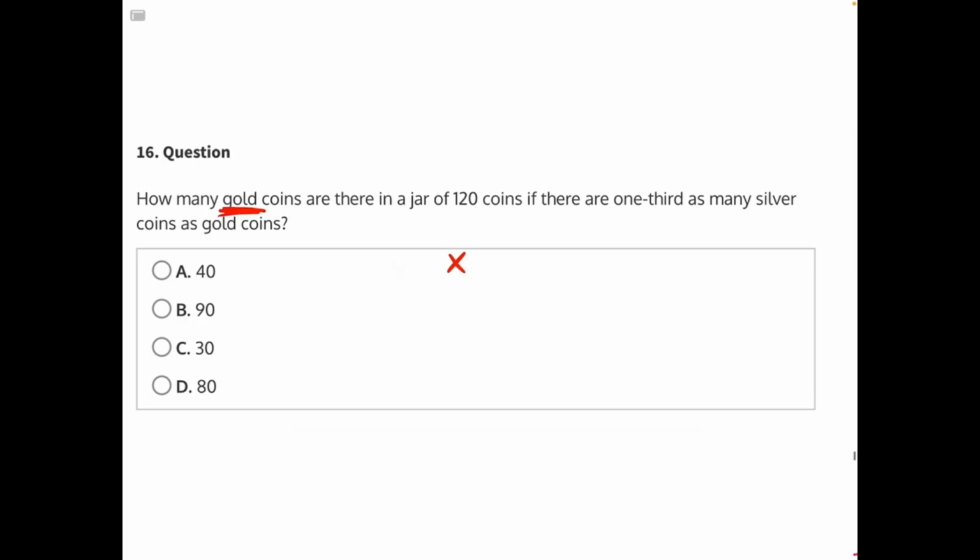The jar is made up of gold and silver coins, and the amount of silver coins is 1/3 that of the number of gold coins. So if we add our gold coins to our silver coins, it would be x plus 1/3 the amount of gold coins we have. And the total amount of coins is 120. Now we have an equation to work with to help us find the amount of gold coins that are in this jar. Let's start by combining our like terms.